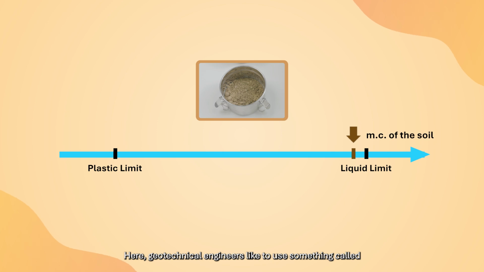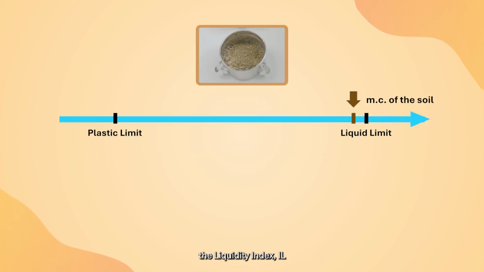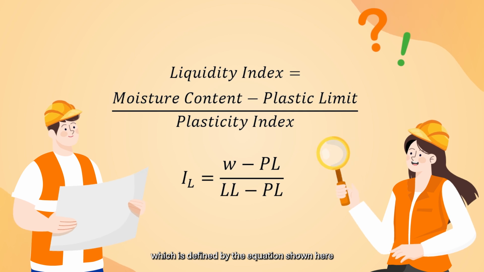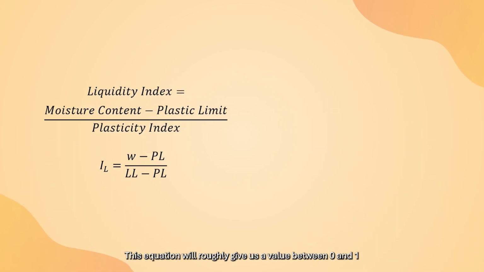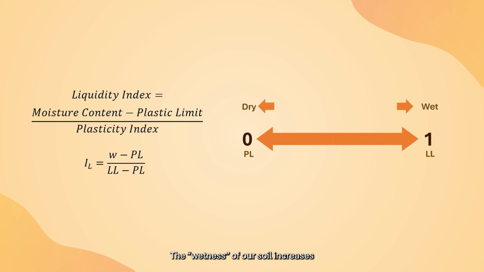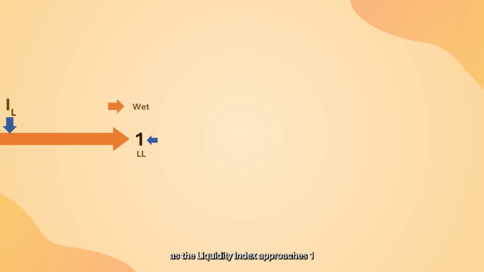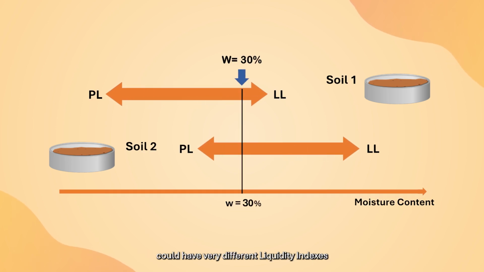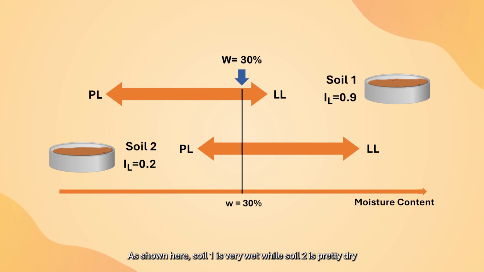Here, geotechnical engineers like to use something called the liquidity index, which is defined by the equation shown here. This equation will roughly give us a value between 0 and 1. The wetness of our soil increases as the liquidity index approaches 1. Note that two soils with a similar moisture content could have very different liquidity indexes. As shown here, soil 1 is very wet while soil 2 is pretty dry.